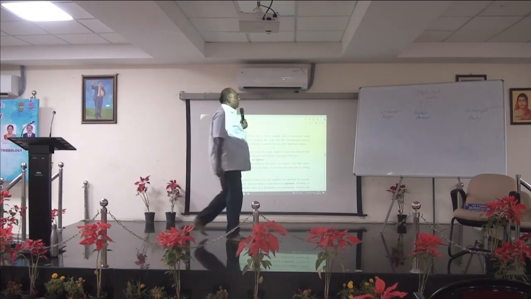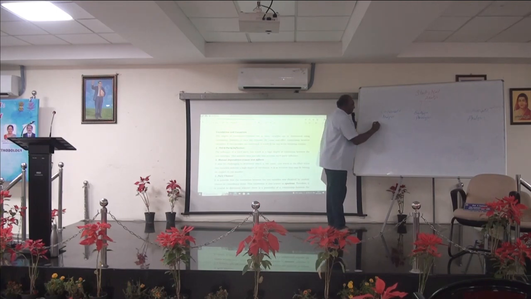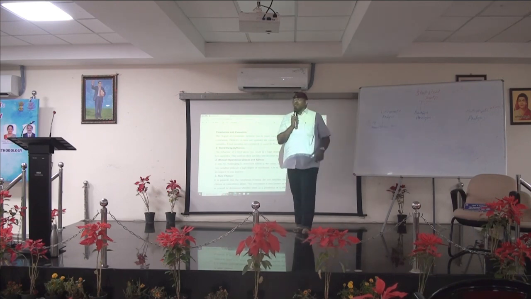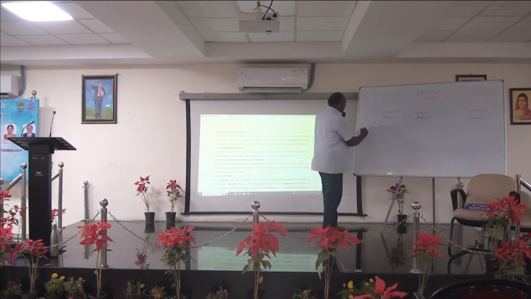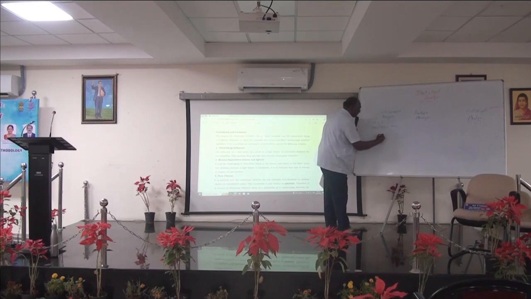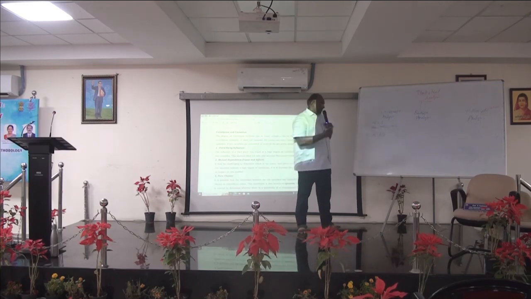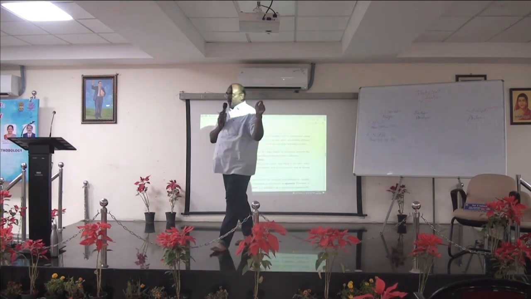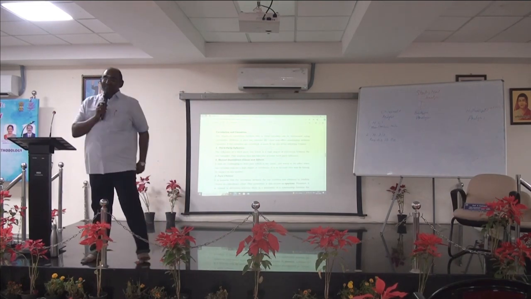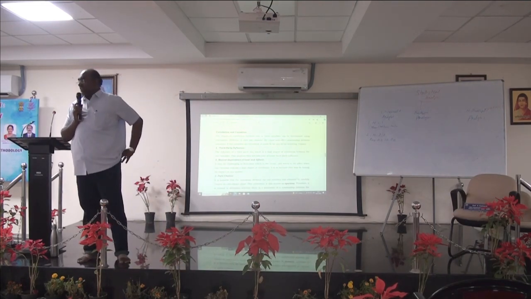What are the univariate analyses? Number one, measures of central tendency, including mean, median, mode. These are all univariate analysis. Then measures of dispersion or deviation. There come your range, quartile deviation, standard deviation and average deviation, mean deviation. Come on, write it down. I cannot write everything on the board.